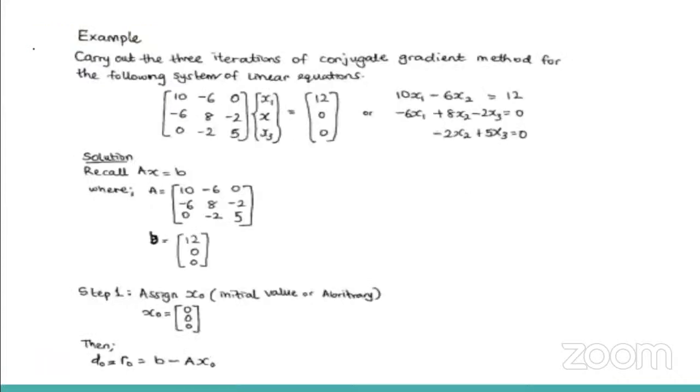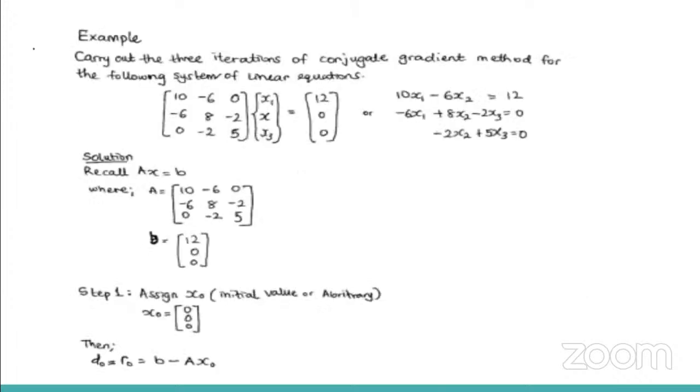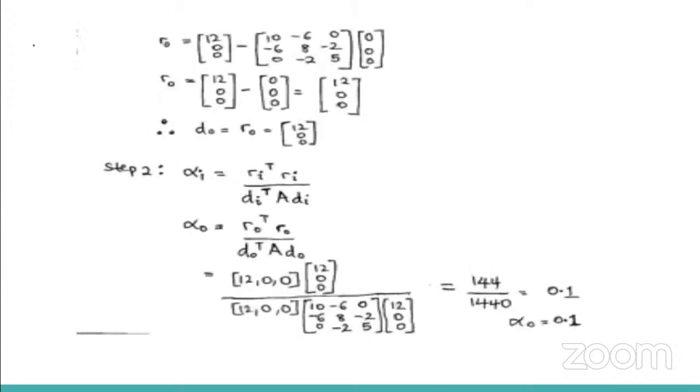It's the same value. So moving forward, we have r naught equals b minus A x naught. So this is our b, 12, 0, 0. You can recall from the equation we are given, this is our b, then minus A x naught. Our A is this n by n matrix, and this is our x naught, our initial guess, what we just started with.